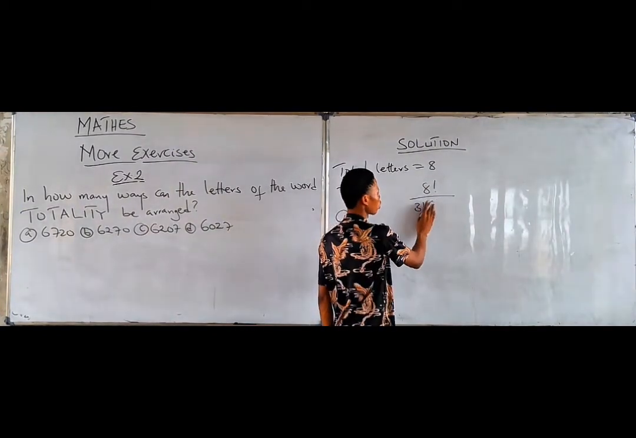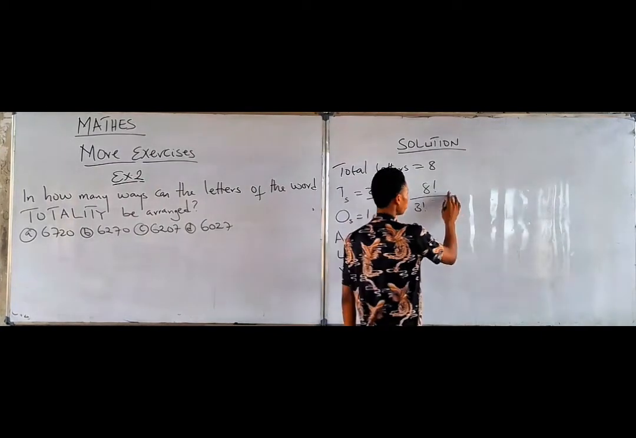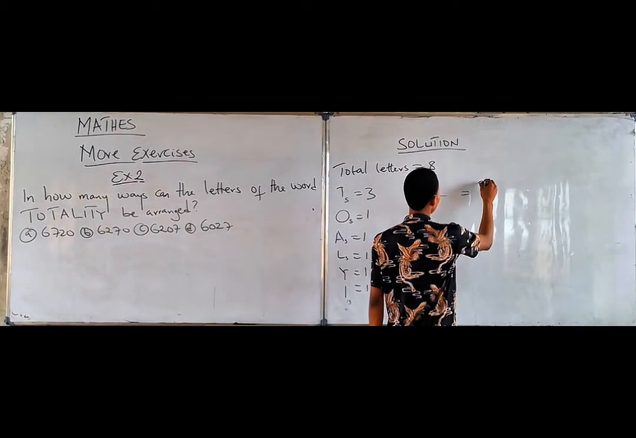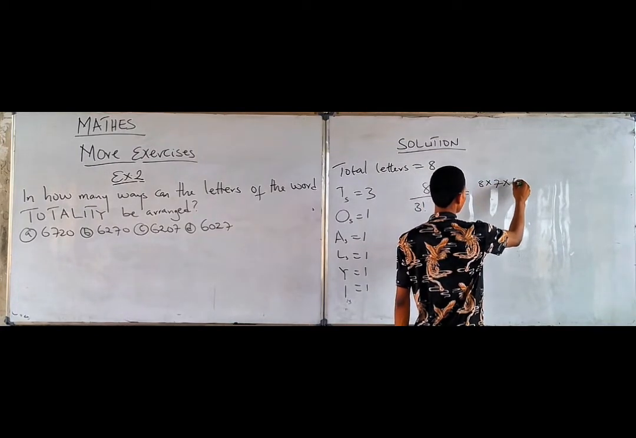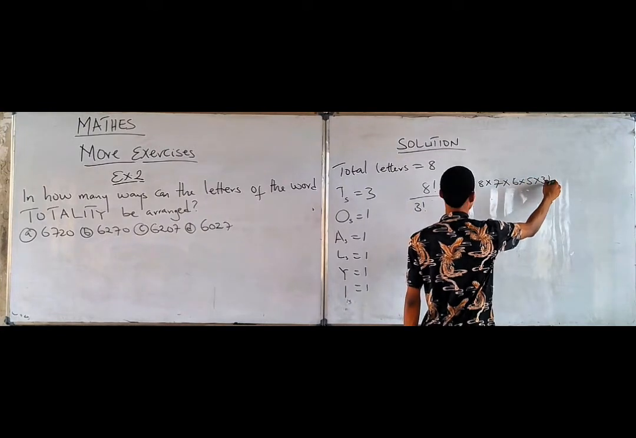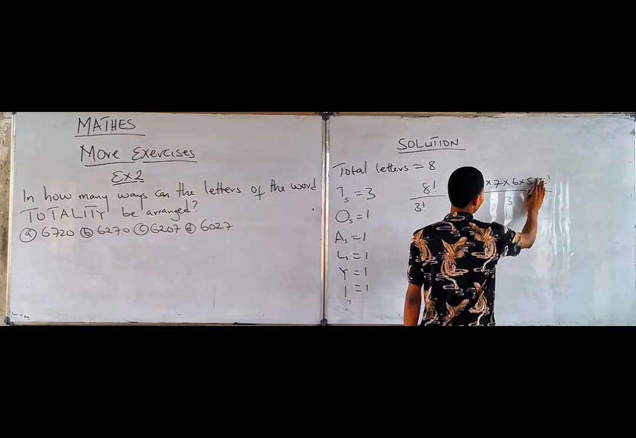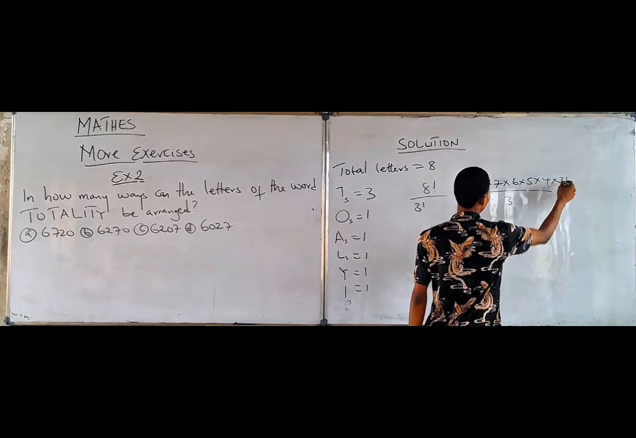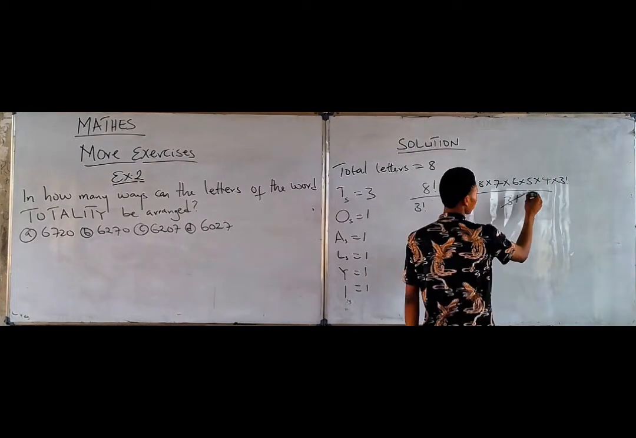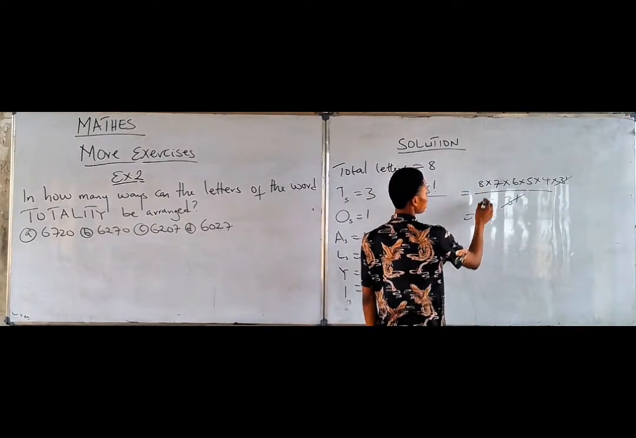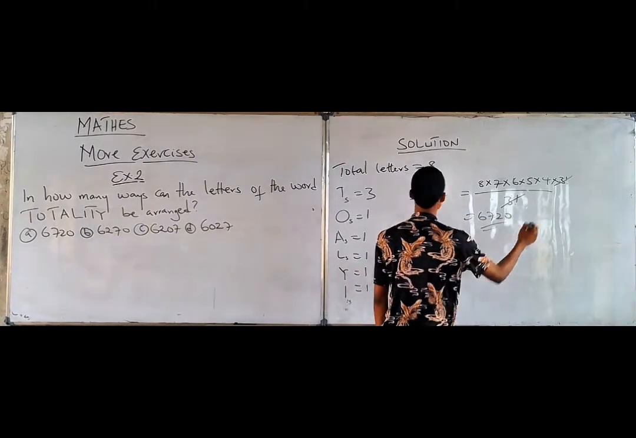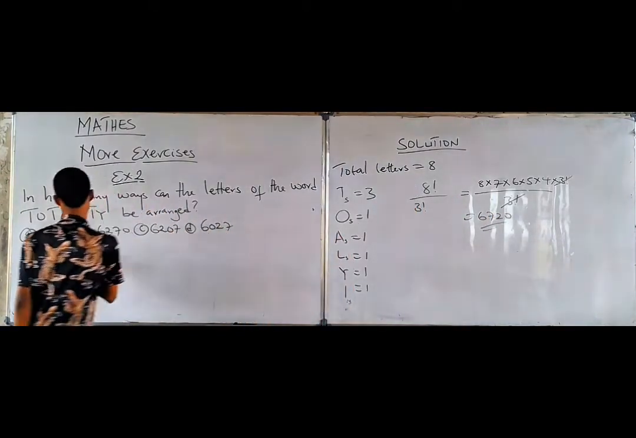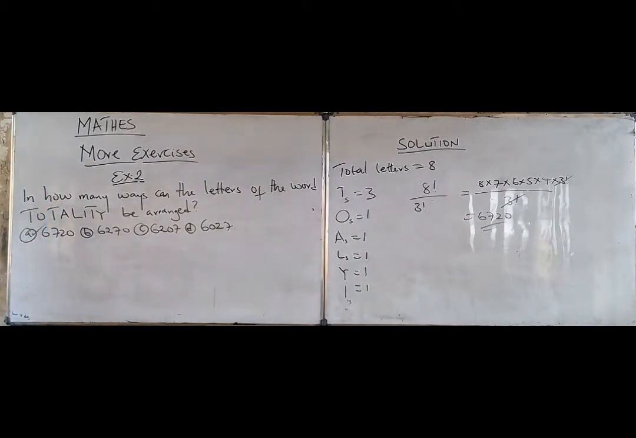So we are left with 8 factorial all over 3 factorial, which is 8 times 7 times 6 times 5 times 4 times 3 factorial, right? All over 3 factorial. 3 factorial cancels 3 factorial, and you're left with this. And this will give you what? 6720, which is option A. So this is the correct answer here. That's all. It will not even take you 1 minute to solve.